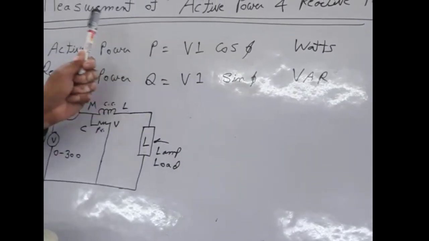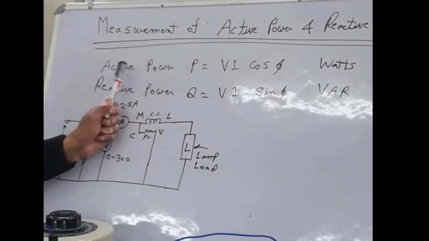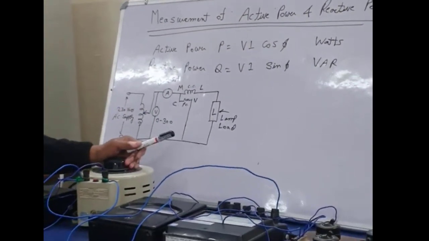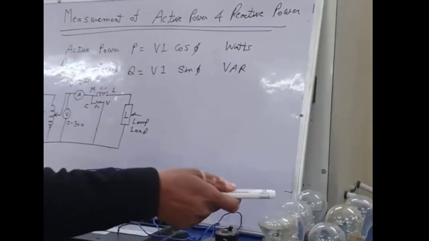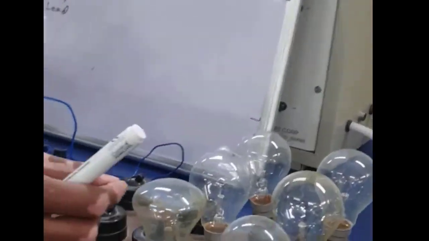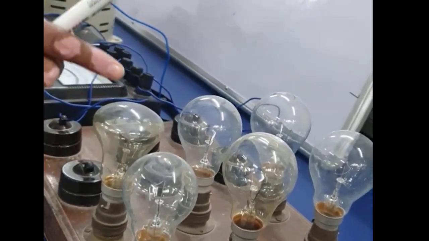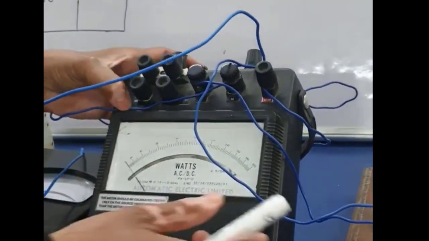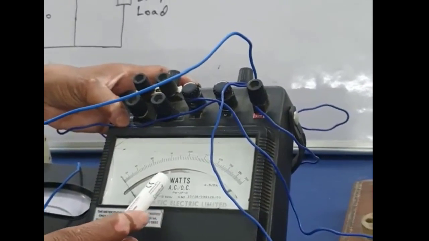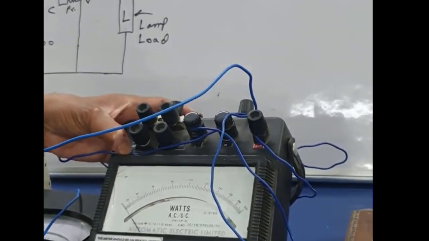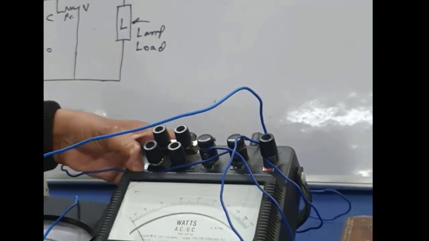Now the question is, what is the active power? Active power, or simply we can say the real power, is the power which is actually dissipated. Suppose we have 6 bulbs consuming some power, it means they are consuming active power or real power. This power you have to measure with the help of a wattmeter. This instrument is called a wattmeter. The unit is watt, so obviously it will measure the active power. So this wattmeter indicates the active power or real power.